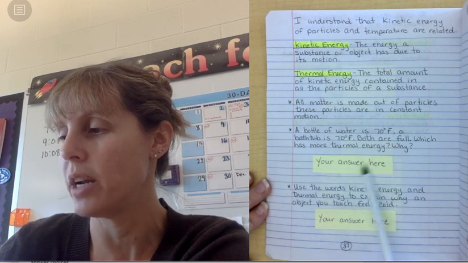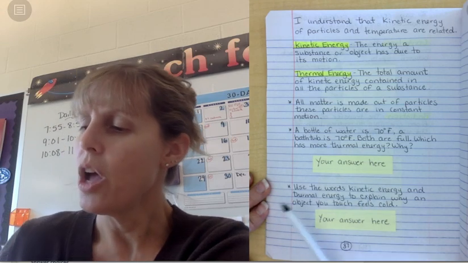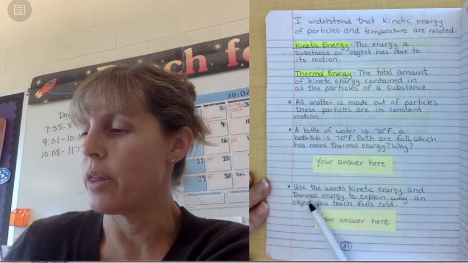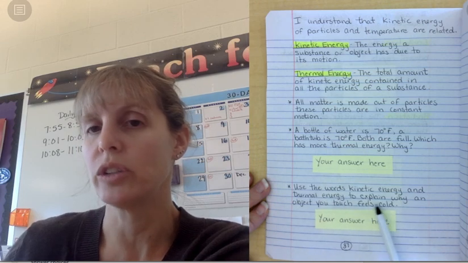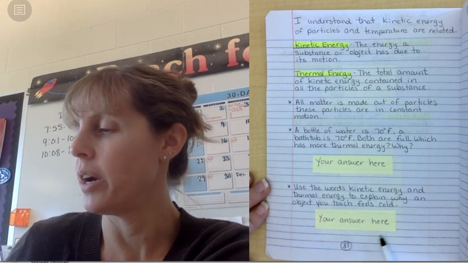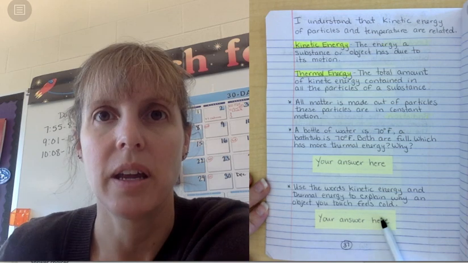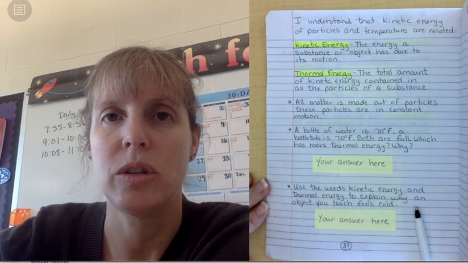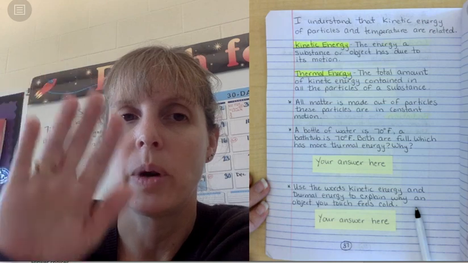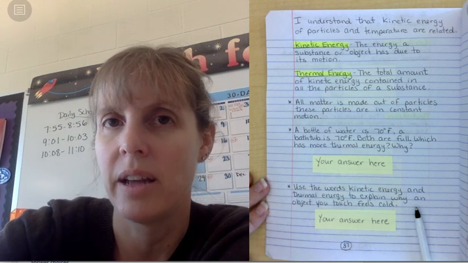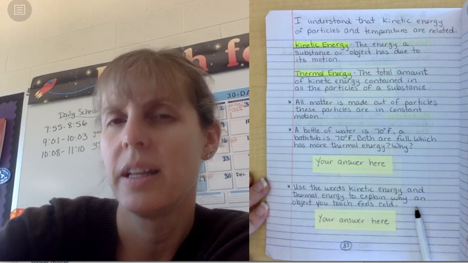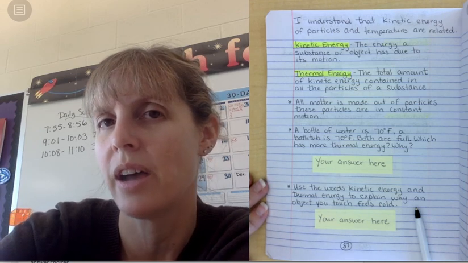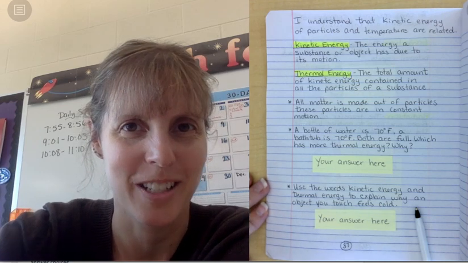I want you to write your answer here. Use the words kinetic energy and thermal energy to explain why an object you touch feels cold. And I'd like you to put your answer here. Here's a hint. Remember when I asked you to use your hand and put it on your desk? Your hand has mass, your desk has mass. They're touching each other. Heat is moving from one thing to the other. You do the rest of the work.